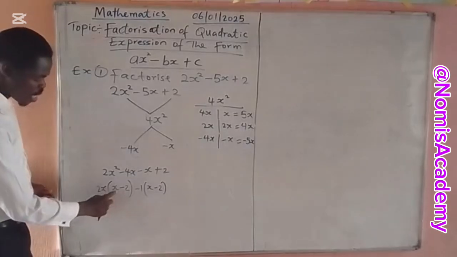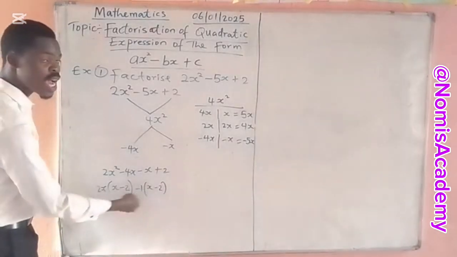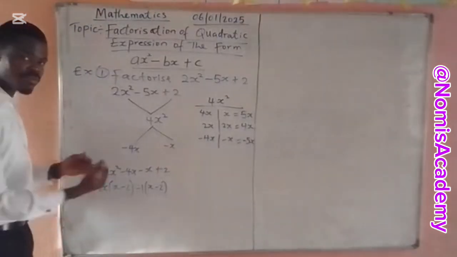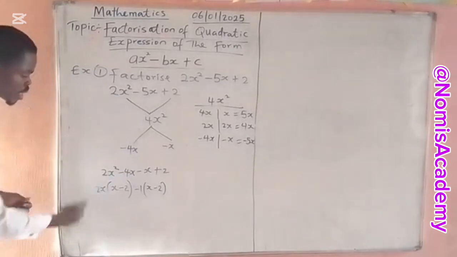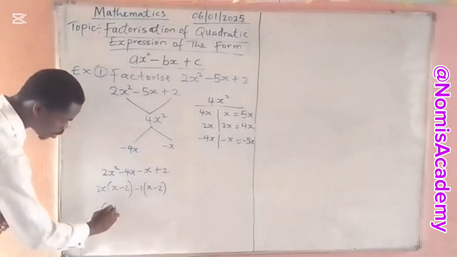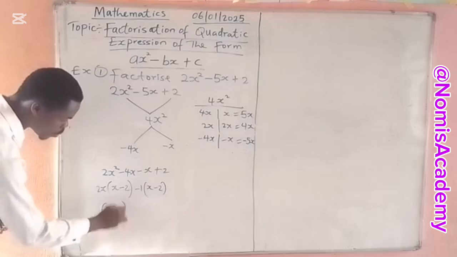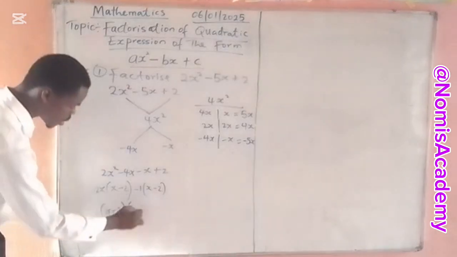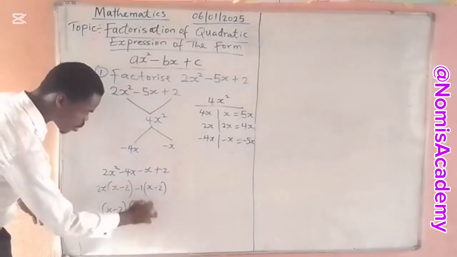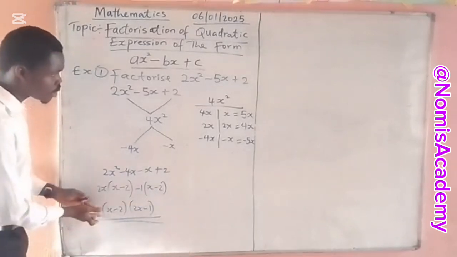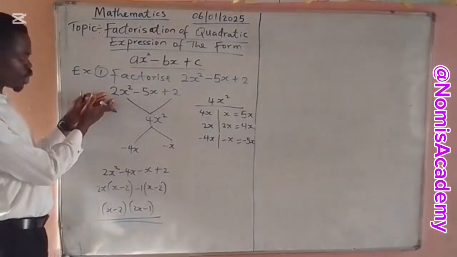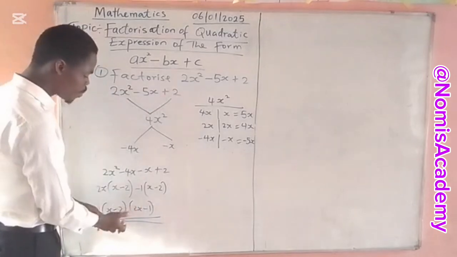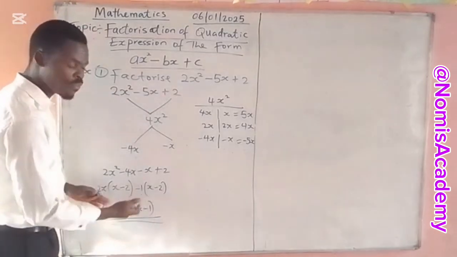So you can now see that x minus 2 are common. So I'm going to pick one of the common terms as a matter of factorization. So we have x minus 2, and what do I have outside? I have 2x minus 1 outside. So I have (x minus 2)(2x minus 1). So this is the solution to this quadratic expression. Remember what I said, that the solution to this quadratic expression is a product of two linear factors.